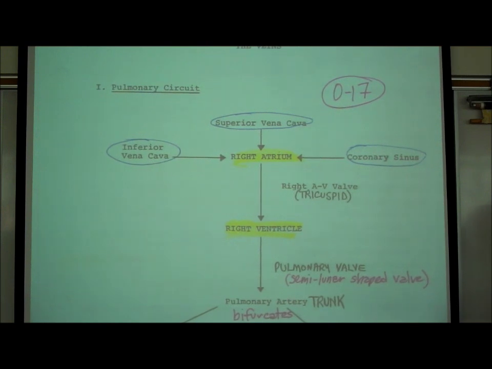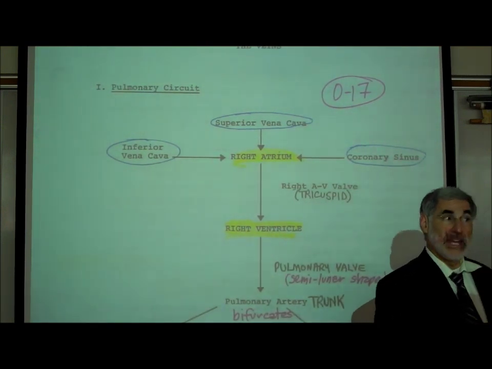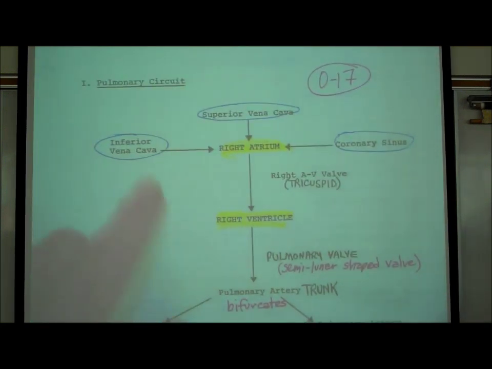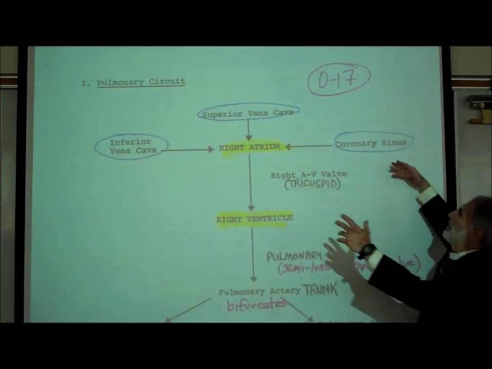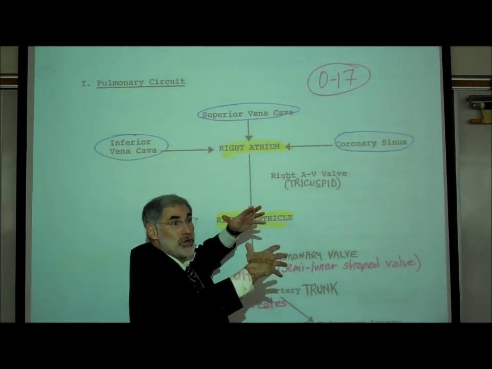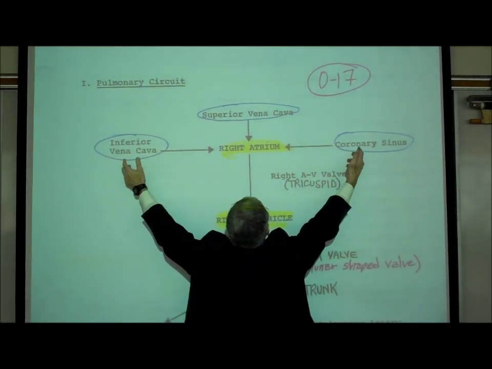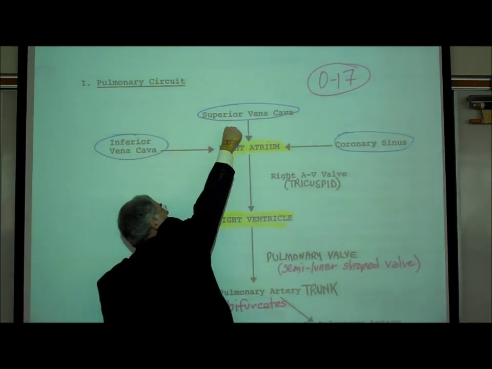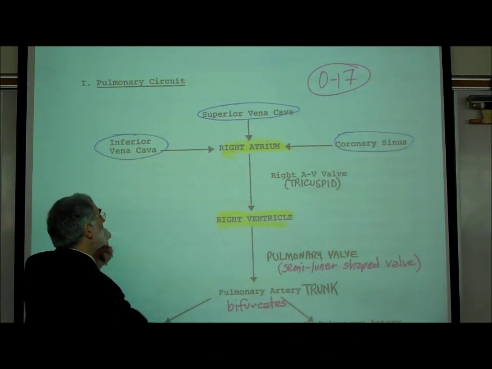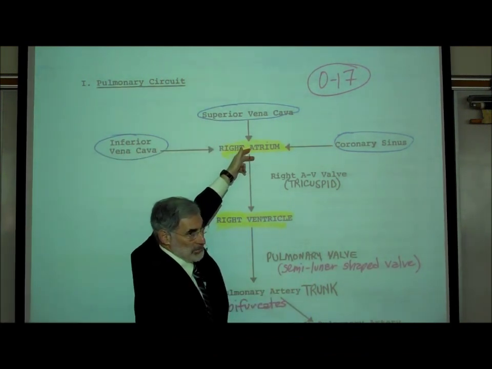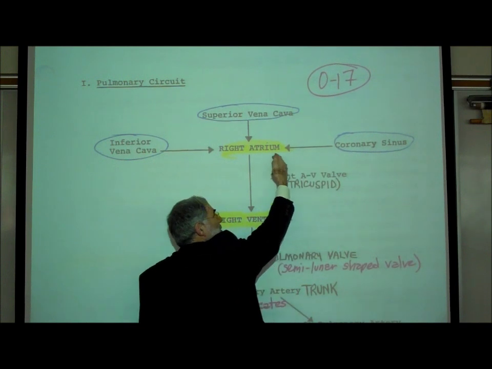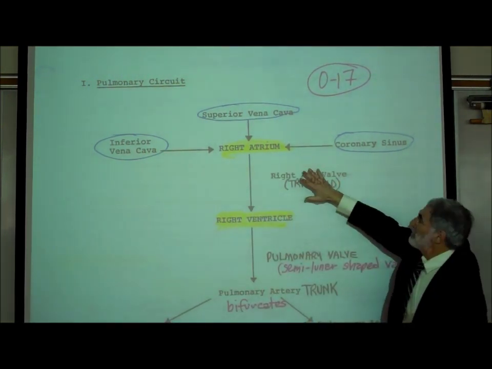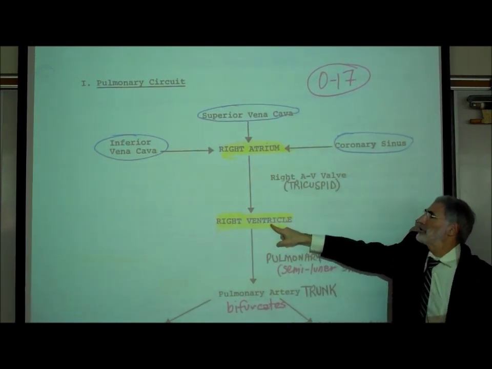Now your lab manual, as well as the textbook, has many flow charts. But here's what I've tried to do. Here on 017, we've tried to show in a flow chart way with arrows. There are 3 veins bringing blood to the right atrium. The superior vena cava brings blood from the upper part of the body, the inferior vena cava brings blood from the lower part of the body, and the coronary sinus brings blood from the heart muscle itself. It comes into the right atrium, and then the blood goes into the right ventricle.